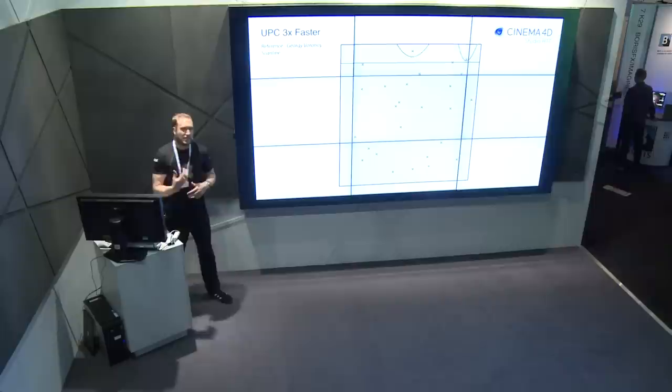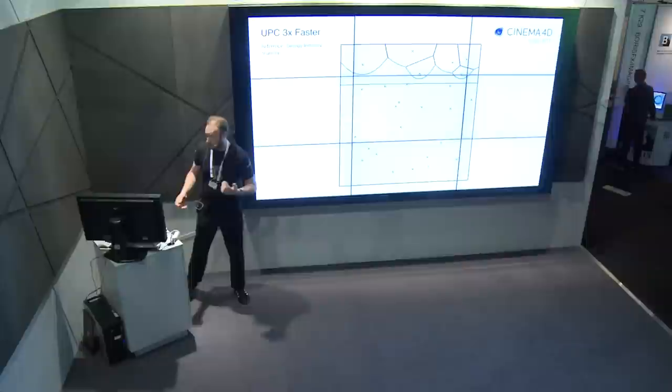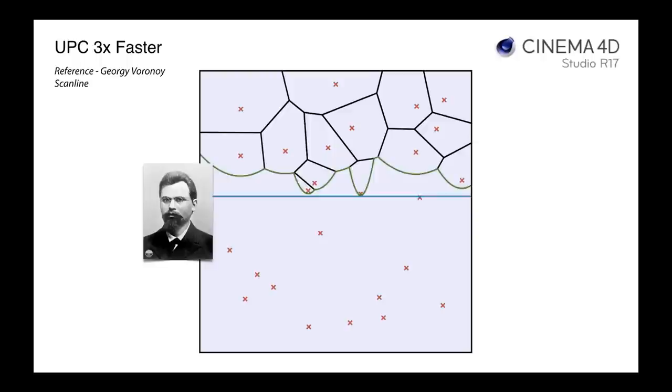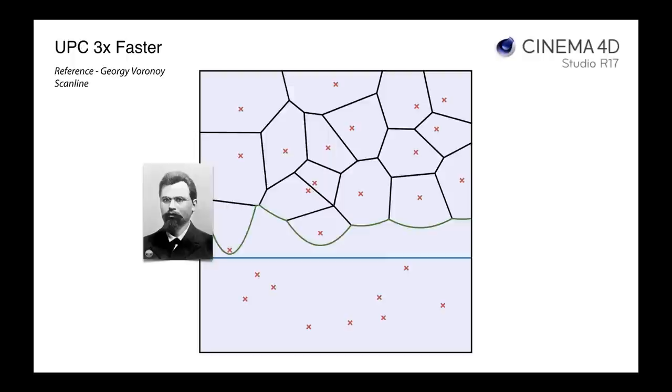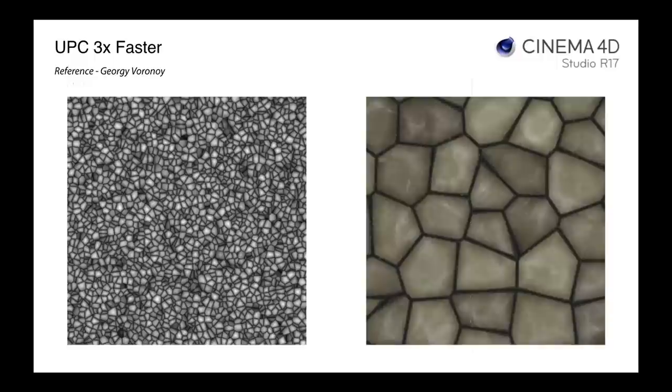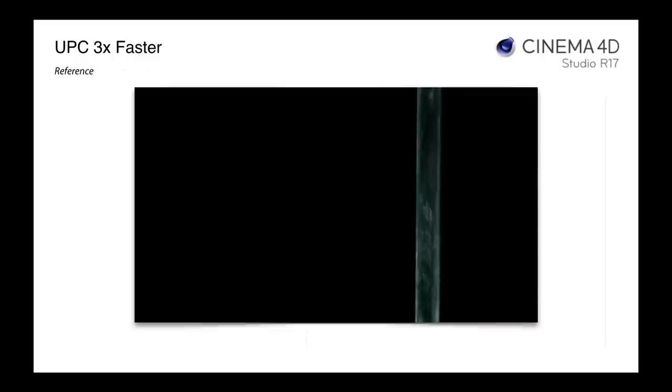This is because most of these shatter plugins are based on a Voronoi principle. If you don't know Voronoi, Georgy Voronoi was a mathematician from Russia. He lived about 1800, 1900. He never saw a computer in his life. But he came up with something like a buckshot of samples, and just by expanding them, in this case in a scanline method, you get these kinds of shapes. You might know these shapes from, for instance, the Noise shader from Cinema 4D, or even the Pavement shader. And again, this is not really how glass works.